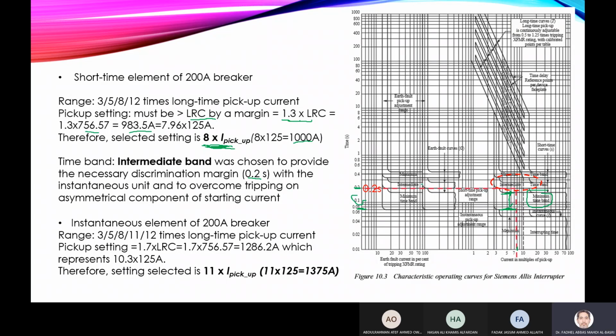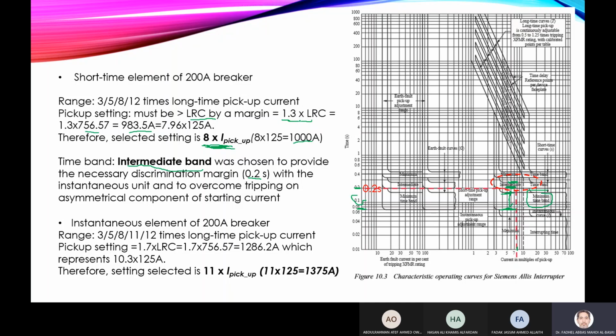See, the 0.2 seconds is achieved in the intermediate band, which is here. The intermediate band starts from this time up to this time. That's why I chose the intermediate band to give me a 0.2 second time delay at 8 times the pickup setting. This time delay will overcome the asymmetrical current of the starting current, because I am very close to the locked rotor current.